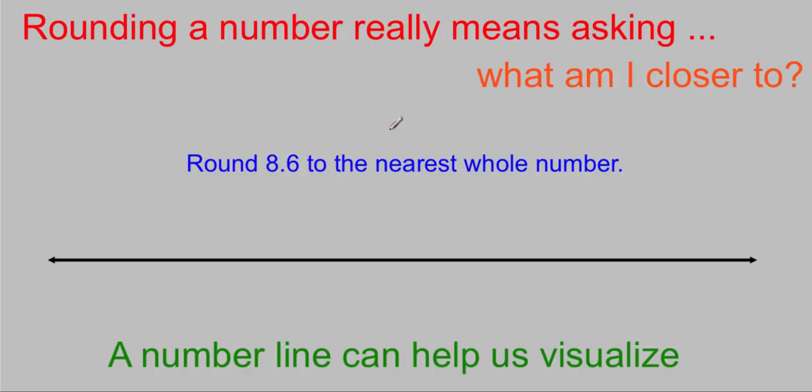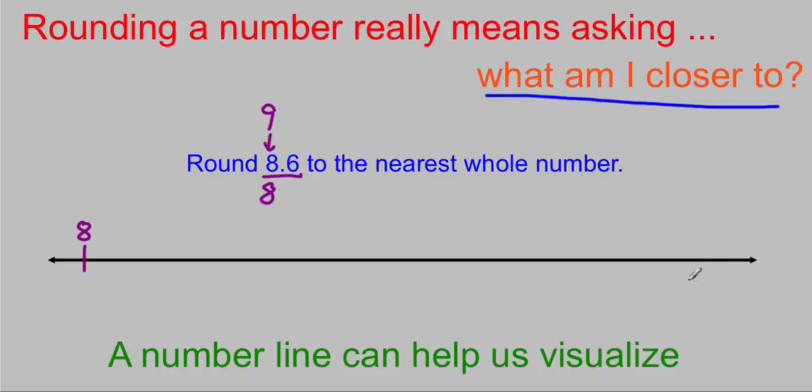So rounding a number really means asking, what am I closer to? When you're rounding off a number, you're trying to find what number with fewer decimal places it is closest to. We're going to use this one as an example. We want to round 8.6 to the nearest whole number. That means rounding to the ones place. A number line can help us visualize it because it's really figuring out what it is in between. Well, 8.6 is above an 8, but it's below a 9. It's in between an 8 and a 9. It's 8 point and a little bit more.